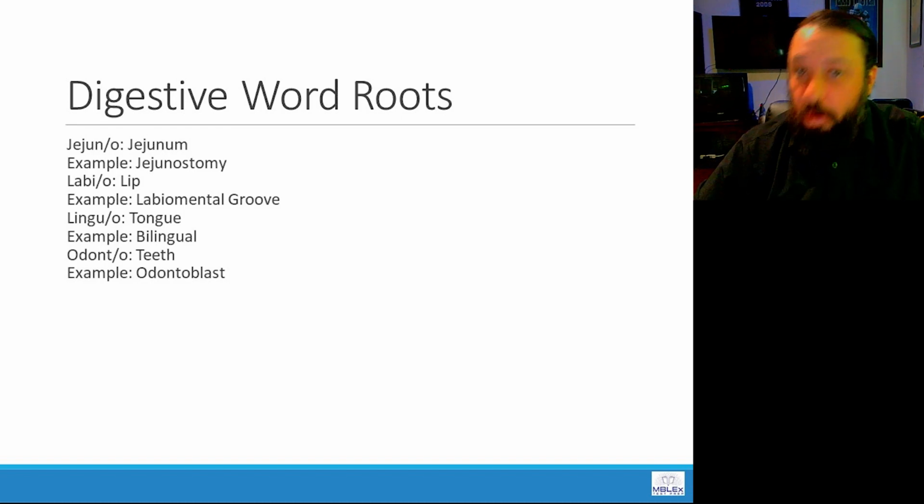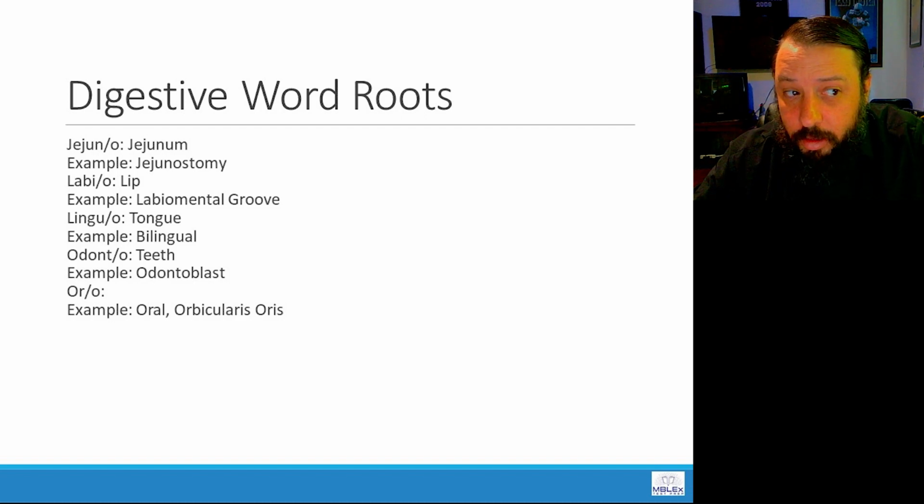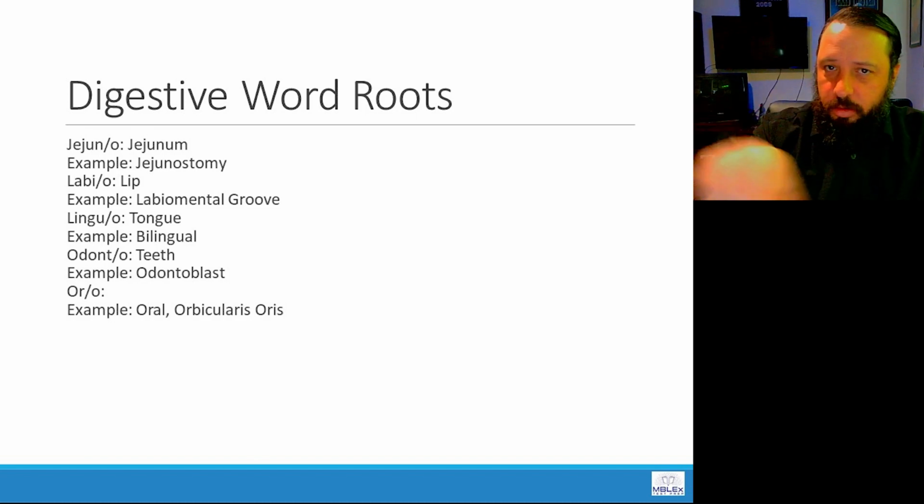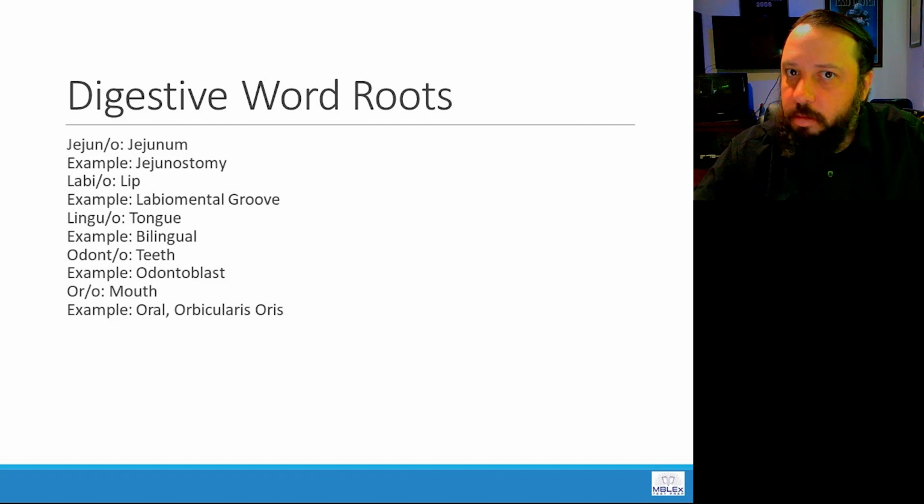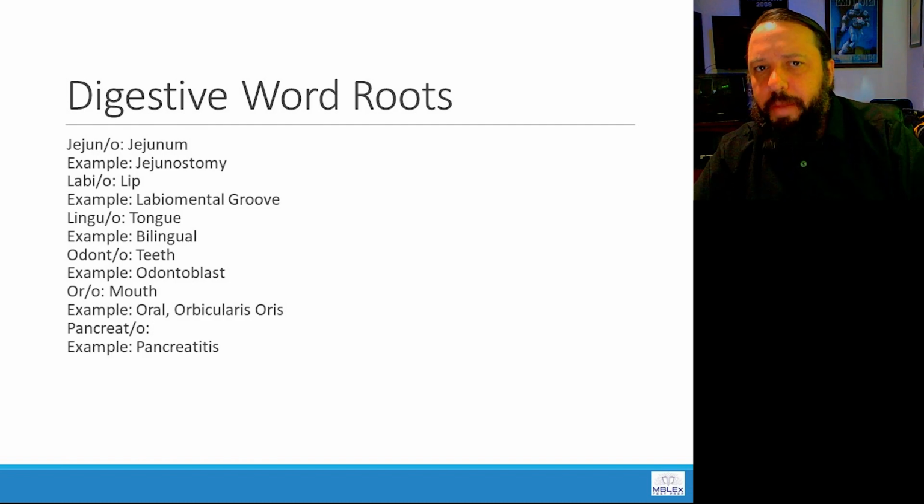Okay. What about oro? Like the oral cavity. What about the muscle orbicularis oris? Where do you find that? Orbicularis, circle. Oris, where is it around? Oris, the mouth, right? So oro means mouth. The oral cavity is the mouth. Okay? So oro, mouth.